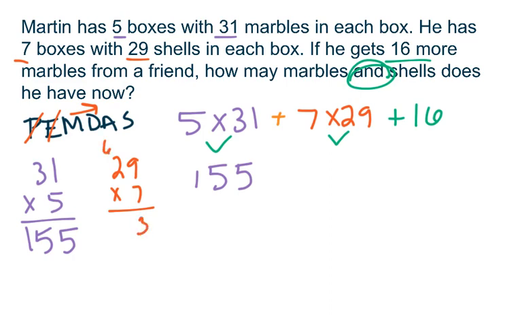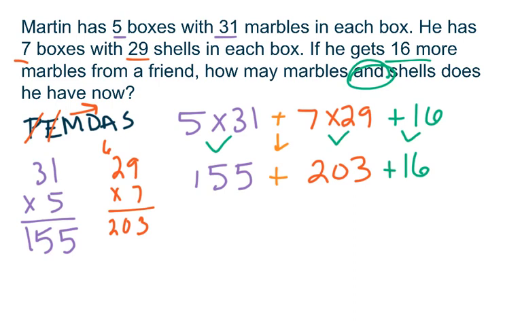2 times 7 is 14, plus 6 more is 20. So I have 203 as my product. My next step is to bring everything down that I haven't used. So I haven't used that addition sign, and I haven't used my plus 16. So I'm going to bring that on down.